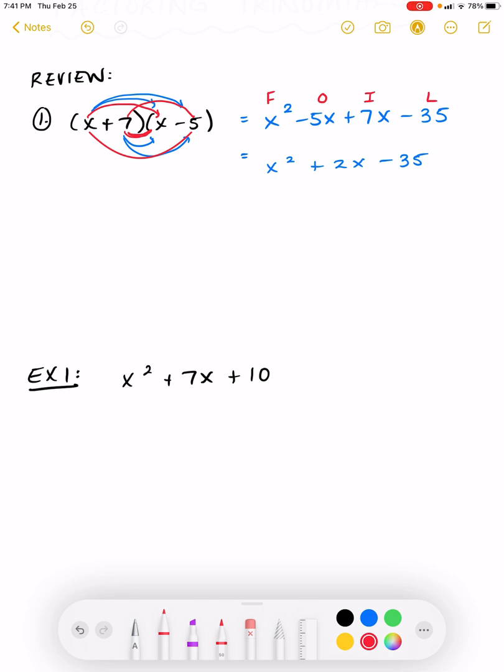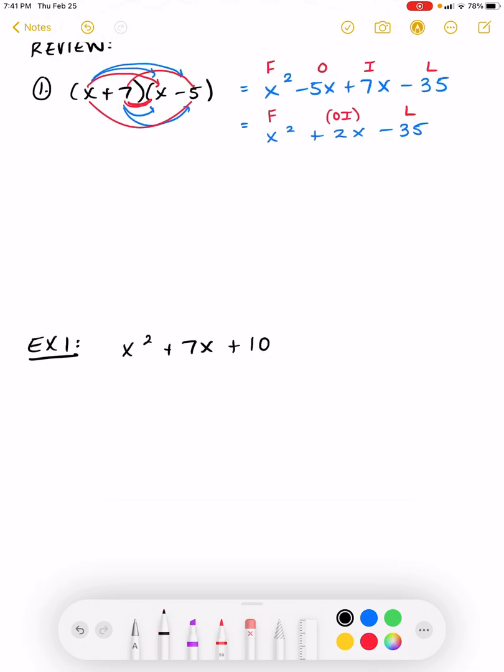When you write your final answer, the first term is the x squared. The outer and the inner combine like terms to make 2x, and the negative 35 is the last term. So let's try to use this now when we're breaking this apart in factoring. First off, I'm going to split this into two parentheses, because that's how you get a trinomial, by double distributing two parentheses. We're going to start with the first term and split it into x times x, and that's what's going to give us the x squared. Then we're going to split the last term, which is the L in FOIL.